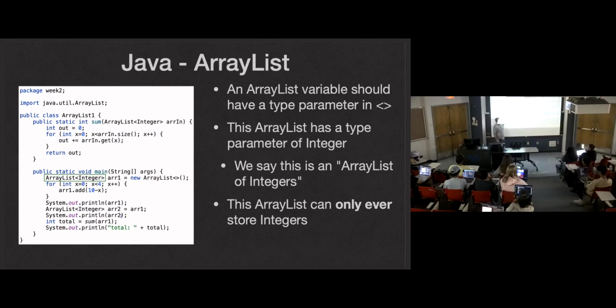So we leave it empty on the right-hand side. If we're not assigning this new array list to a variable, that's where we would specify the type, if it can't be inferred by Java.